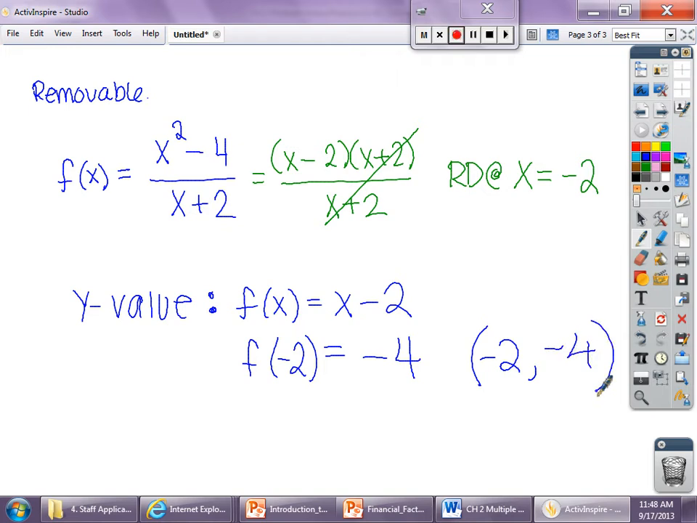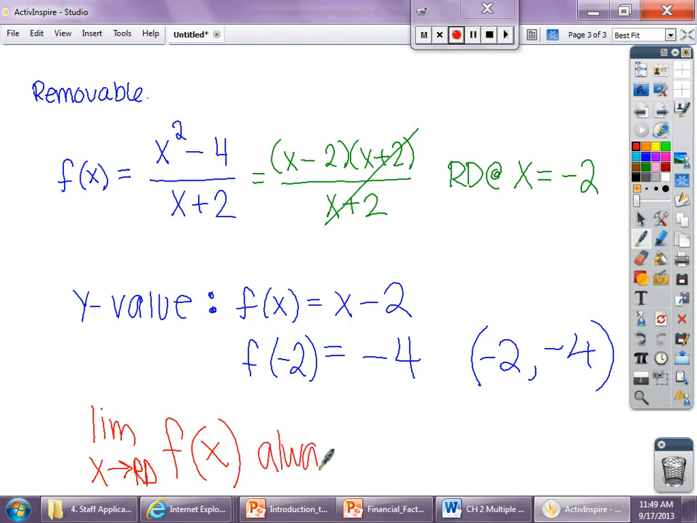Things that we know about all removables. Every single removable discontinuity has the same few features. Number 1, the limit as x goes to the removable discontinuity of f of x always exists. And what is it? It's that y value we just found a second ago. Happens every single time. If I asked you to rewrite this function as a piecewise function to remove the discontinuity, you had that in your notes. We can do that also.